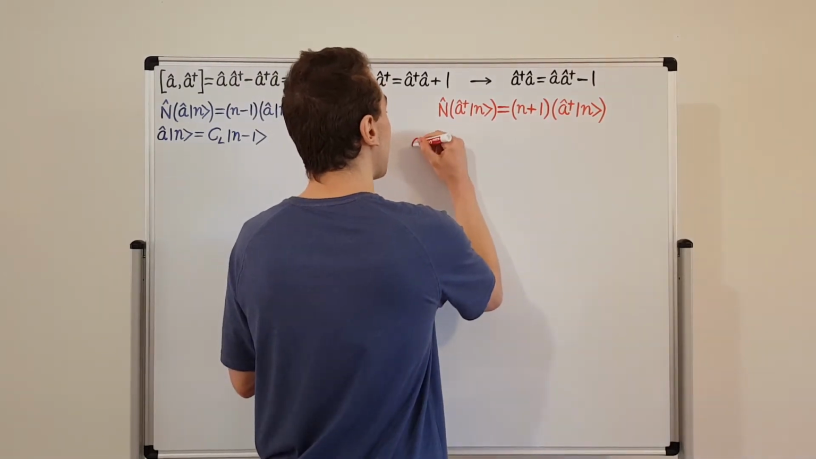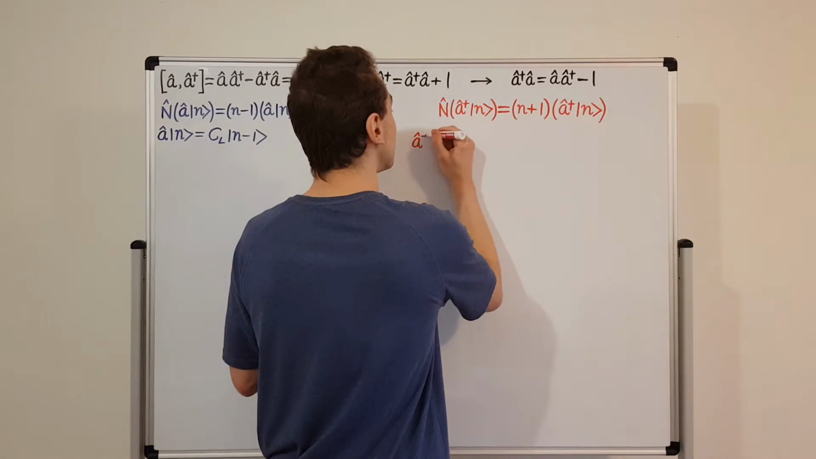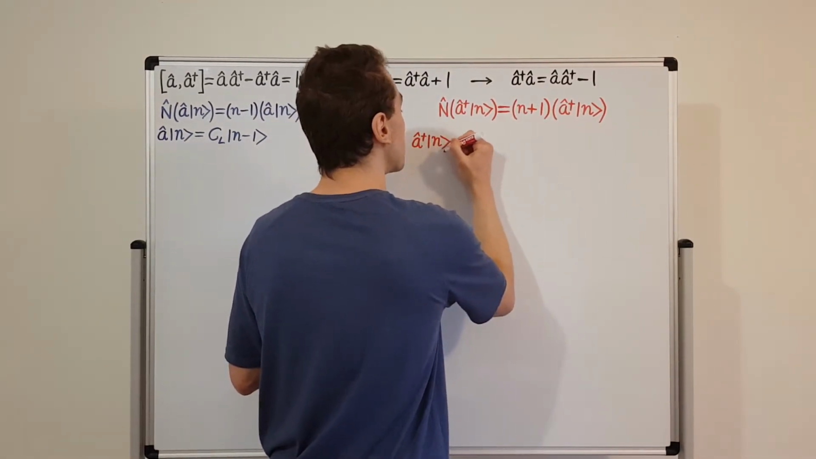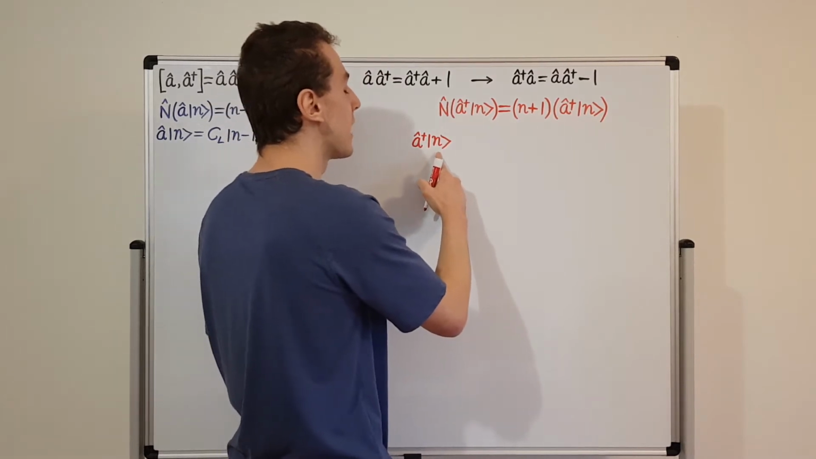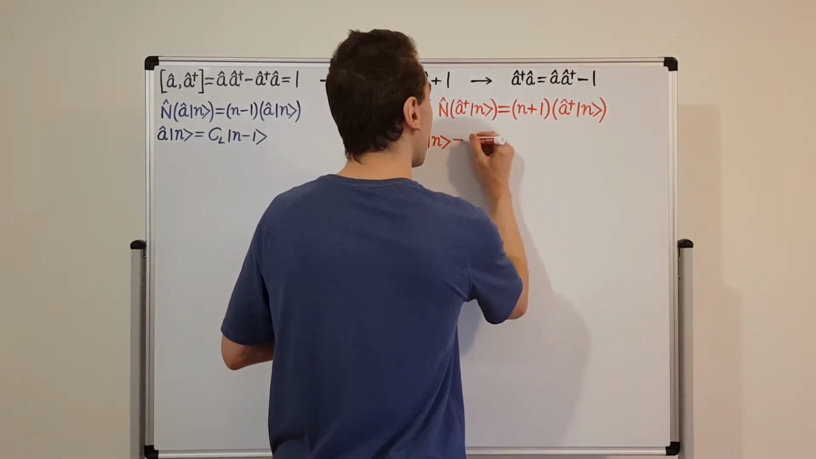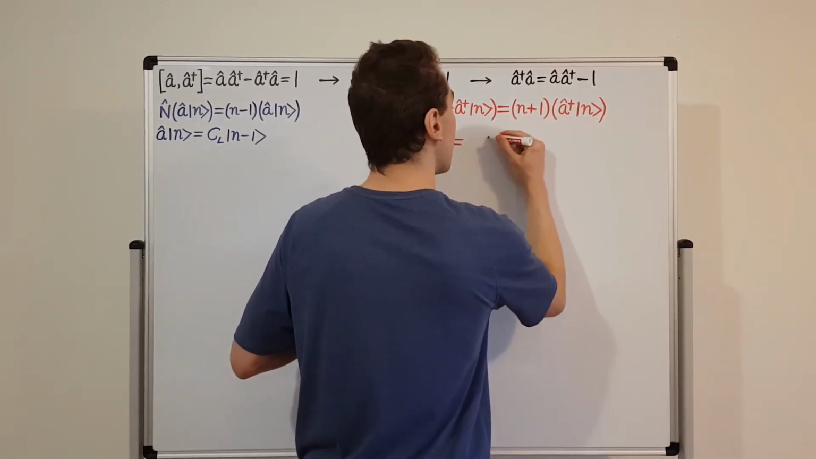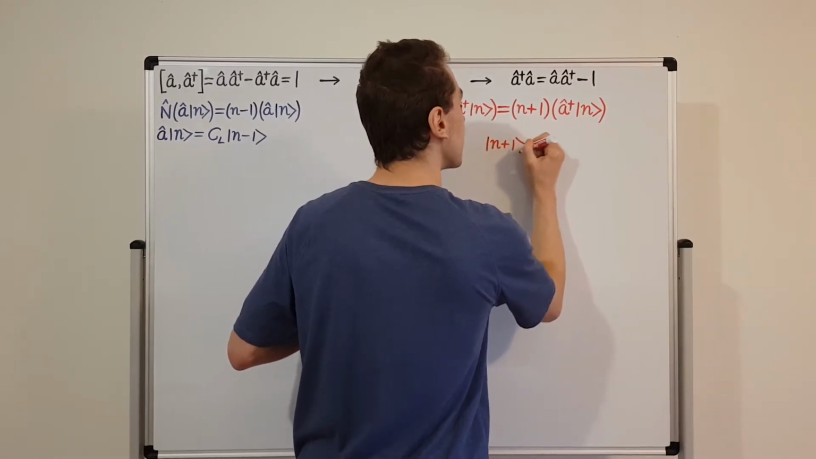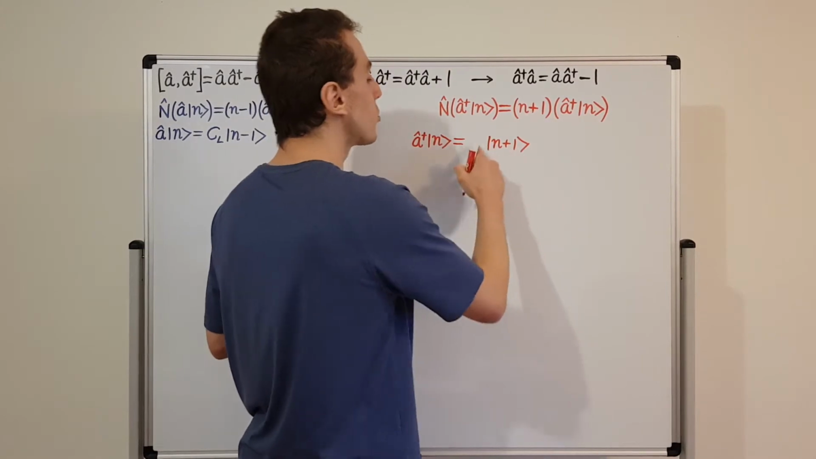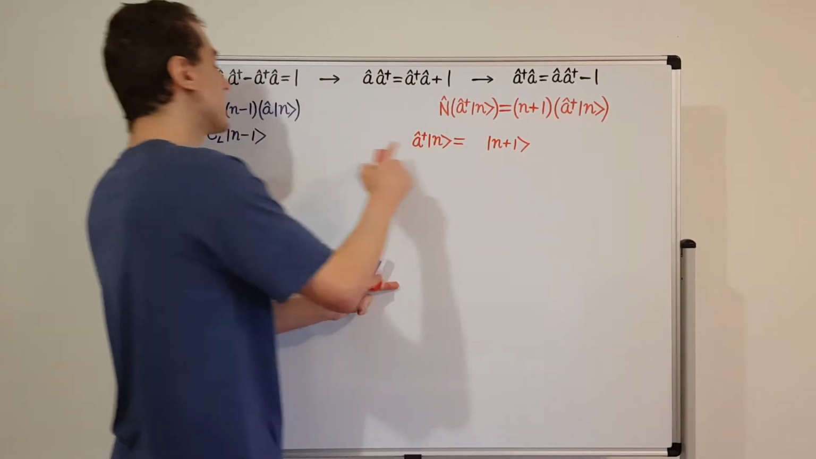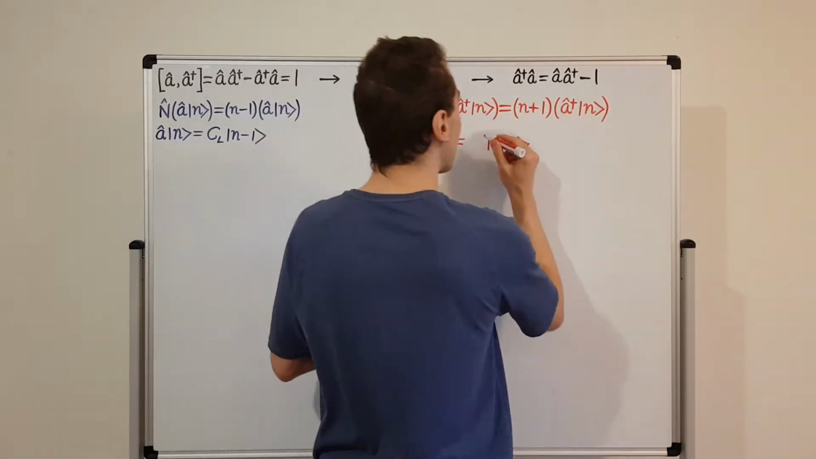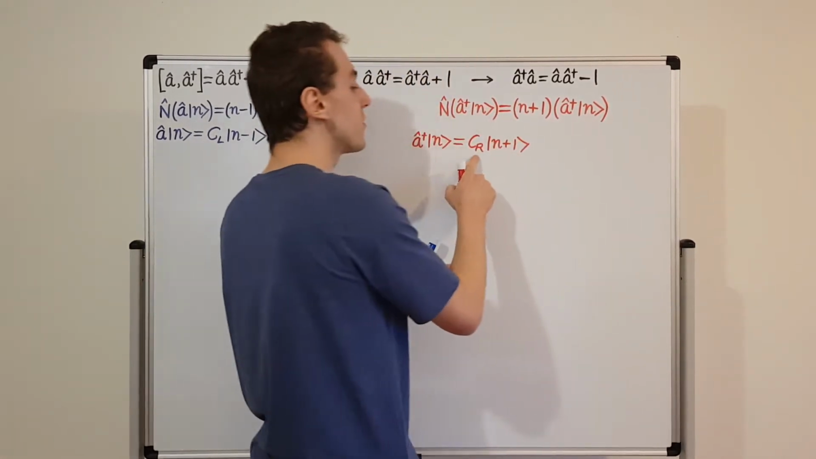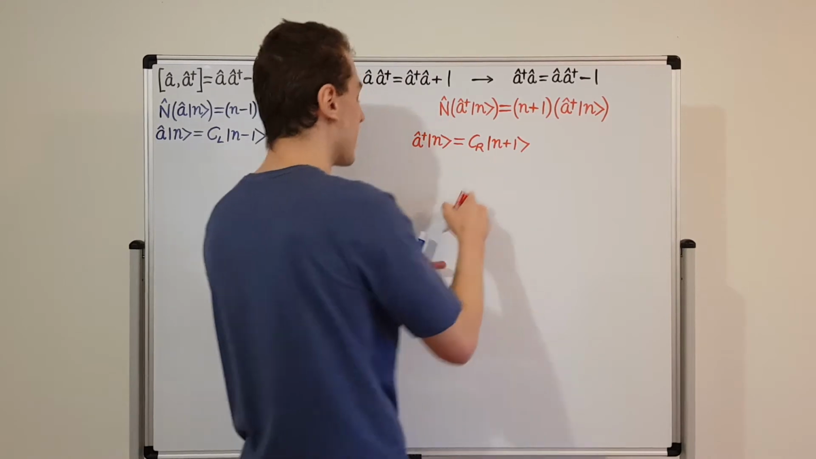If we have A dagger acting on one of these energy eigenstates, which are also the eigenstates of the number operator, that's going to give us an increased version. We're going to have n plus 1 inside this ket over here. So that's the label of this ket. But we need to have a coefficient, exactly as we have a coefficient over here. I'm going to call that coefficient C sub R. So that's the coefficient for the raising operator. So have a look at this.